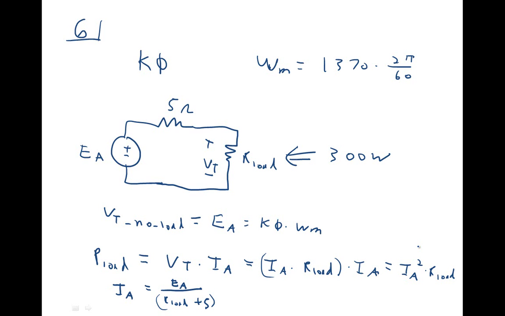And so I can plug that in. And let me do that on this next slide. And so I plug that into the square expression. So I have P load then has to be equal to IA squared, which would be the EA squared all over RA plus R load squared times R load.